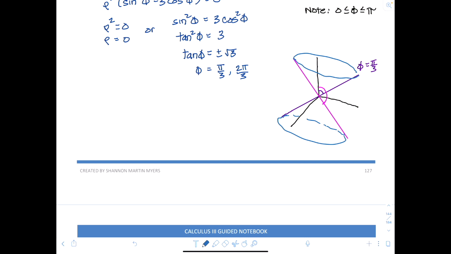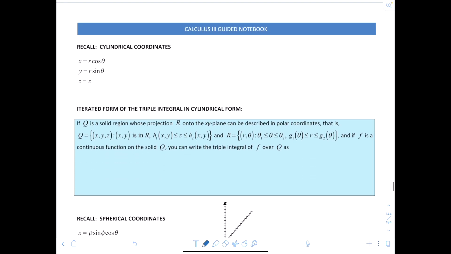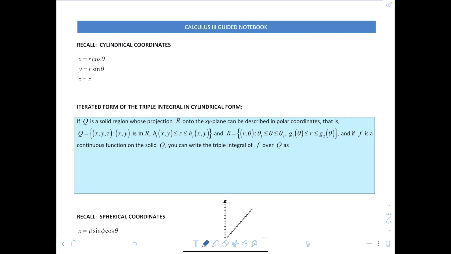Something like that. So you'd have your elliptic cone going on, and that's something, of course, you could also graph using a 3D grapher. Okay, so here we go. Cylindrical coordinates, recall, x is r cosine theta, y is r sine theta, z is equal to z.